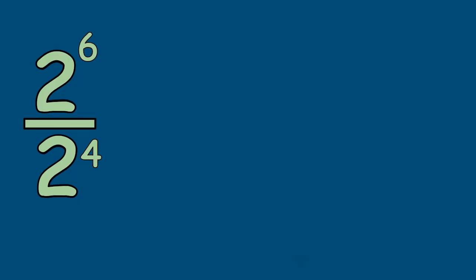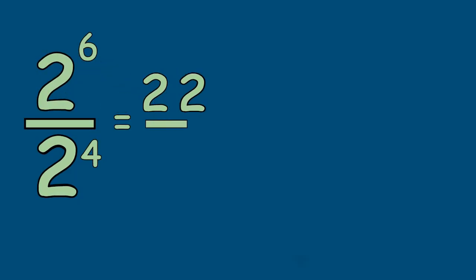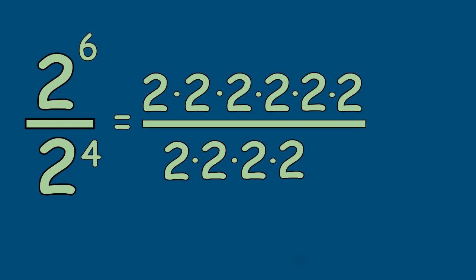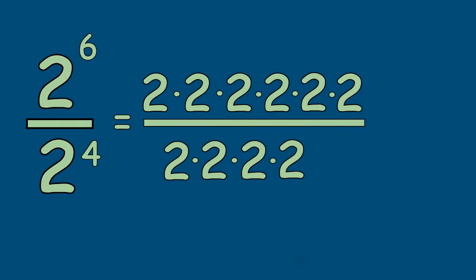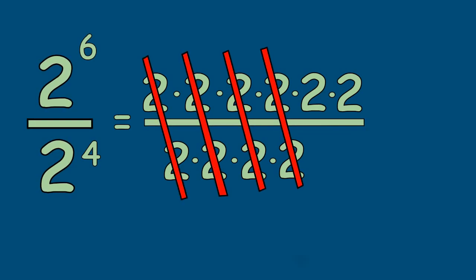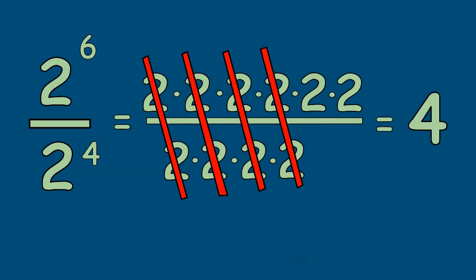By writing out the problem and expanding it to show the multiplication, we can see what numerators and denominators can be canceled. Now that this has been expanded, we can cross off any that match on the numerator and denominator. We're left with 2 times 2 on the top, which equals 4. Now, there is an easier way to do this.